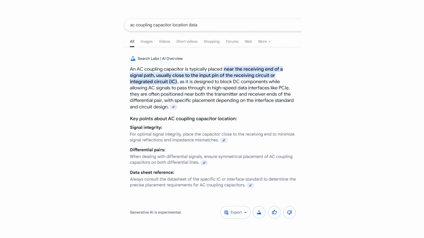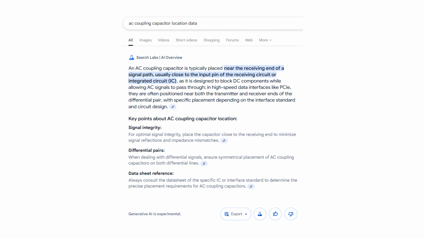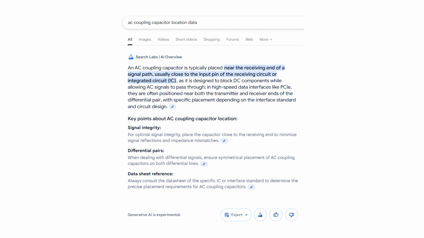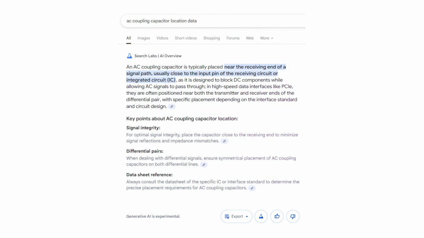Now, even if you start searching online, you're going to find conflicting information. I even went on Google and I just looked up AC coupling capacitor location. And you can see here that Google's AI overview tells you that the AC coupling capacitor is typically placed near the receiving end of a signal path, usually close to the input pin of the receiving circuit or integrated circuit. Now, it then notes in the very same sentence, in high-speed data rate interfaces like PCIe, they are often positioned near both the transmitter and receiver ends of the differential pair with specific placement depending on the interface standard and circuit design. So it seems that we have three options, as I noted at the start of the video.